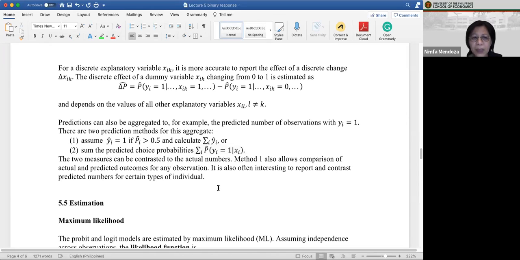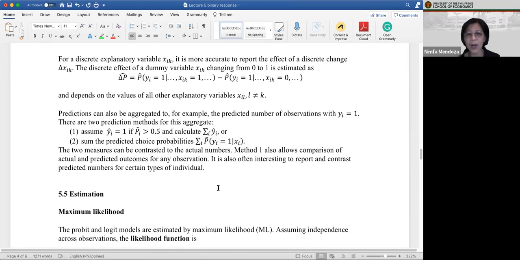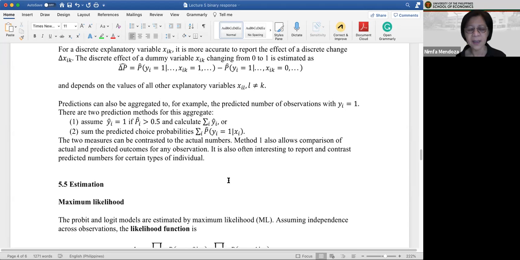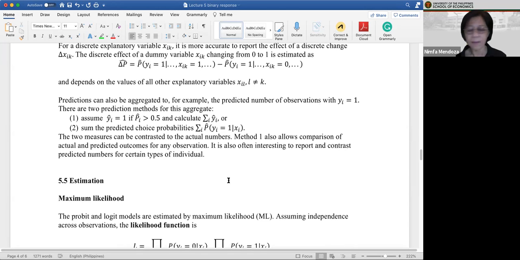The two measures can be contrasted to actual numbers. Method 1 also allows for comparison of actual and predicted outcomes for any observation. It is also often interesting to report and contrast predicted numbers for certain types of individuals.